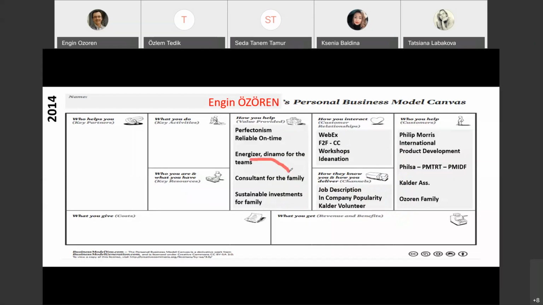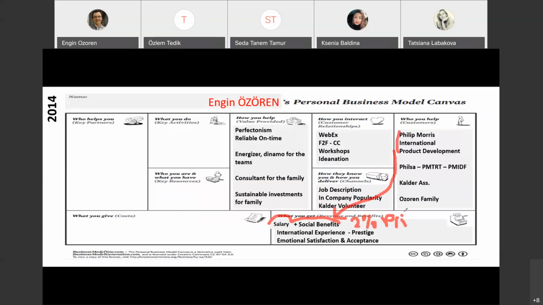For instance, energizing a dynamo for the teams comes with company popularity and with ideation workshops. So I closed the loop like this in 2014. What do I get? Of course, my salary, but on top of salary, the social benefits. Dears, only 2% have private full coverage health insurance in Turkey. So Philip Morris, and today thanks to Pfizer, gives us that social benefit. That is sometimes better than the salary.